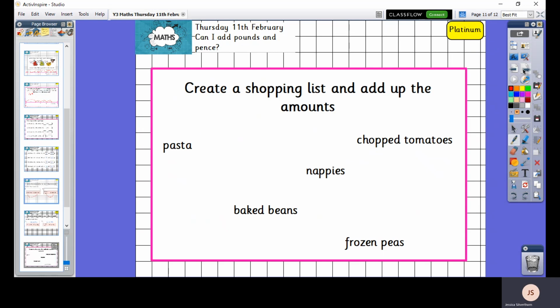Okay, so what I'd like you to do for platinum is to perhaps go onto the Tesco or Asda or Morrison's website, and I'd like you to create a shopping list and add up the amount. I've put 5 things on here that you could add up, or you might decide to choose some things of your own. And what I would like you to do is to add up the amounts and then compare them with how they come out on the Tesco or Asda or Morrison's website. So pause the video here and have a little look and see how you get on.